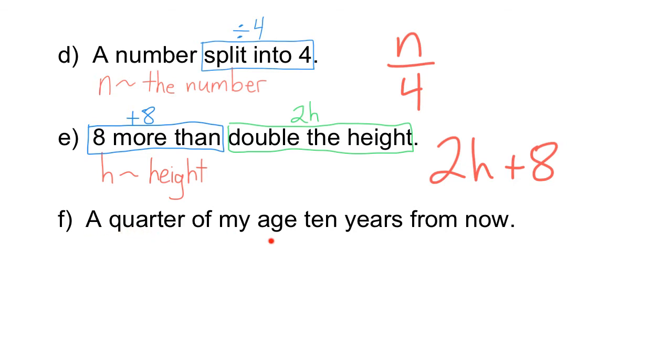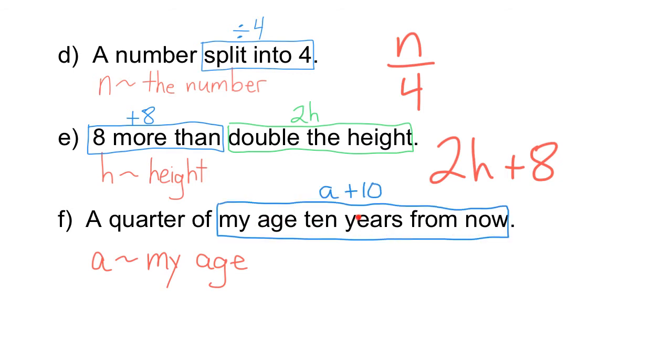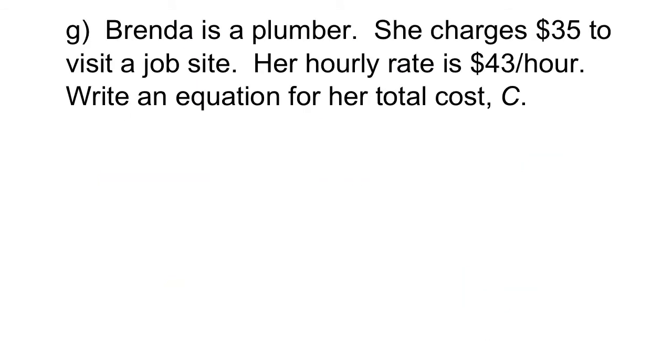A quarter of my age 10 years from now. Well, my age is the thing I don't know, so that's my variable. Let's let a represent my age. My age 10 years from now. Well, that's just my age, a, plus 10. A quarter of that. Well, a quarter, we're just dividing by 4. So a quarter of my age 10 years from now would be a plus 10, that whole thing, divided by 4.